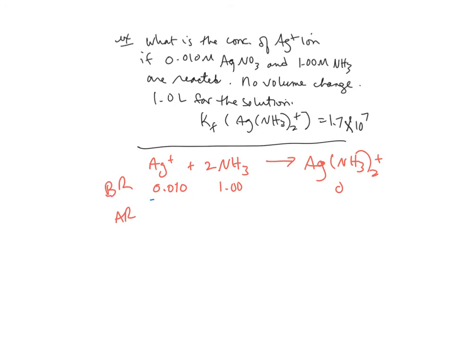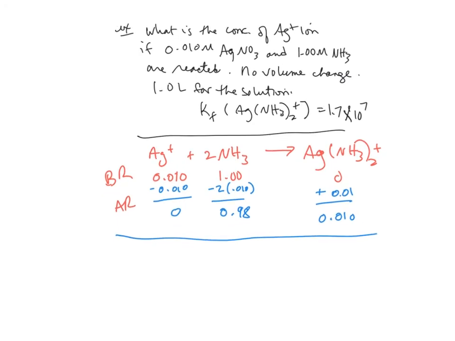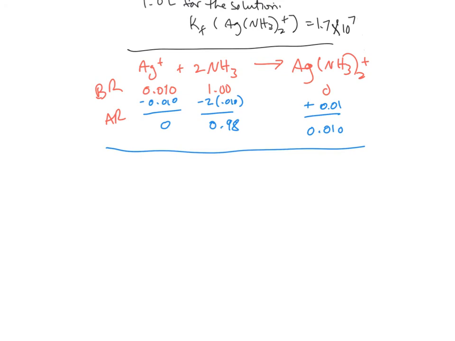ensues. The silver ion is the limiting reactant. In this case, you're subtracting 2 times 0.01. And then you're forming here 0.01 for the product. So you get 0. Here you get 0.98 and then 0.01. Okay, now that's the reaction. Now the next step is to let the system go to equilibrium.